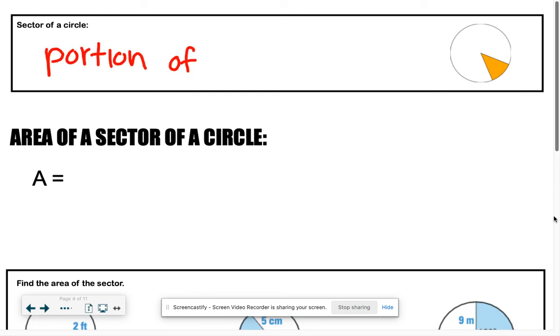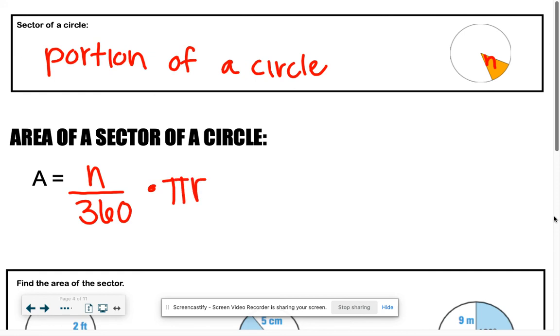Portion of circle. So in order to find the area of this little sliver of our circle, we have to figure out what fraction it makes up. And in order to do that, there will be this angle here. They're gonna call it N. So we're gonna have N over, how many degrees are in a circle? 360. Yep, over 360, because that will give us our part times the whole thing, pi r squared. So really, we're just adding one step to the formula we were just using.